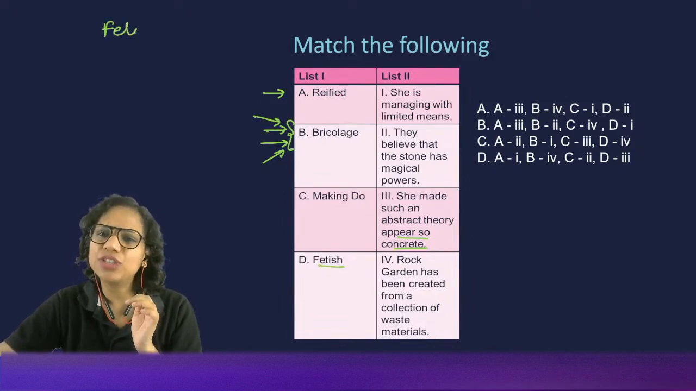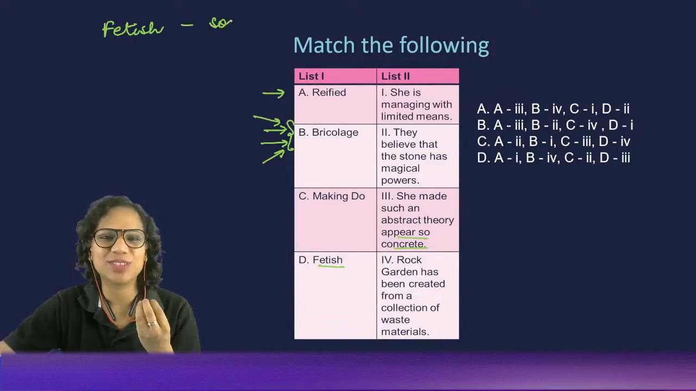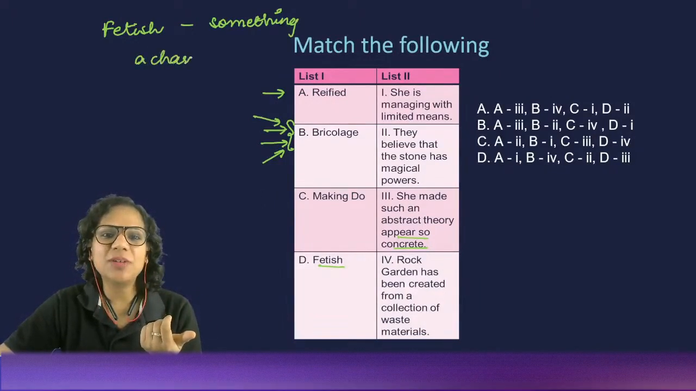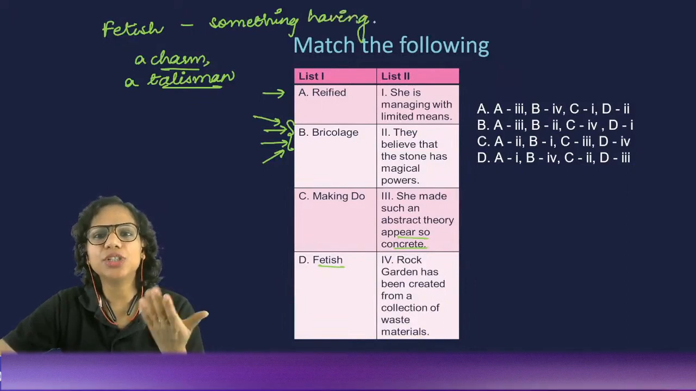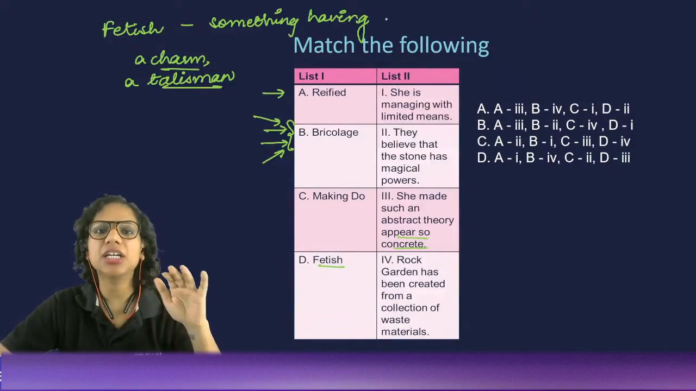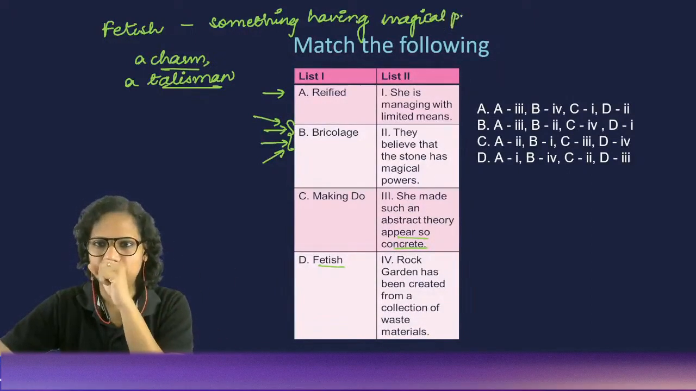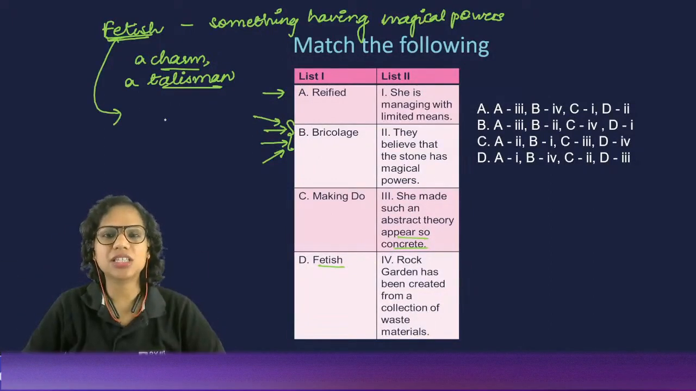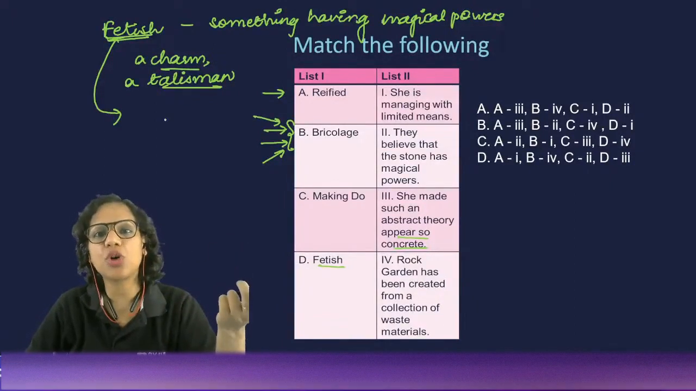Then we come to fetish. I'm sure that you haven't heard fetish in this context. They believe that the stone has magical powers, something having magical powers. So a charm, a talisman, right? Having magical powers. These are synonyms: charm, talisman. Usually we hear the word fetish in terms of desires, right? So I'll give you that meaning first and then we'll discuss this one. So fetishes are obsessive desires, obsessive interest in something, right? These could be sexual, these could be non-sexual. So you may have heard it in a sexual context, right?